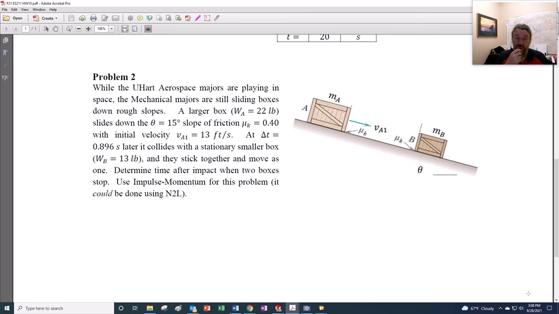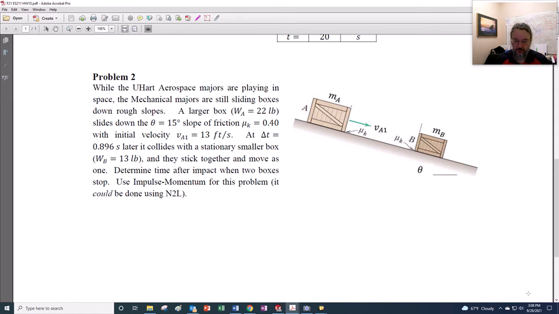All right, so I'm making a slight little joke here. The aerospace people are up in space in the previous problem, but we mechanicals are just playing with boxes on slopes. And we have a large box that's moving down a 15-degree slope that has a coefficient of friction of 0.4. It's got an initial velocity of 13 feet per second. At a time 0.896 seconds later, it seems very specific, doesn't it? It collides with the stationary smaller box that weighs 13 pounds, and they stick together and move as one. We want to determine the time after the impact when the two boxes stop.